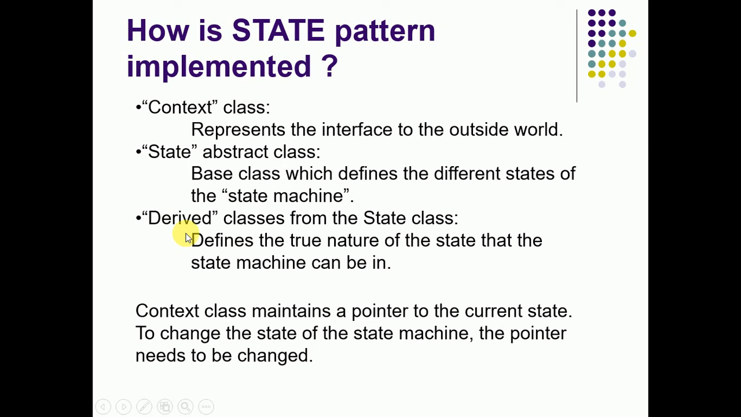So derived classes define the nature of the state the machine can be in. They define the actual structure, actual context, actual behavior and actual conditions for the methods that should be invoked from the context class. The context class maintains a pointer to the current state.